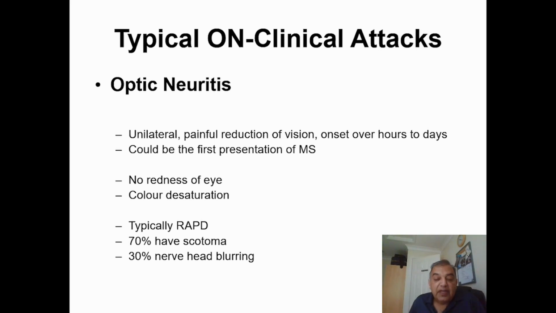There is no redness of the eye. Actually, there's no problem in the eye whatsoever. The problem's in the optic nerve. And they develop color desaturation. Red starts looking brown. They have an RAPD, and 70% have a scotoma, which is a tiny spot of vision loss in the center of the visual field. And some of them will show blurring of the optic nerve head because it's inflamed. It could be partly swollen, but it's not papilledema as such.